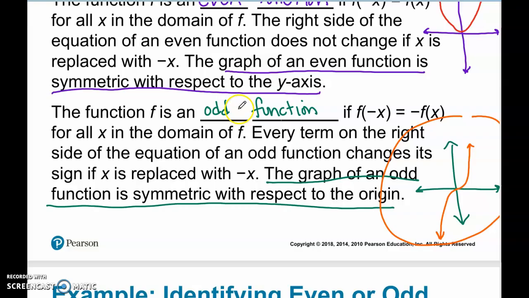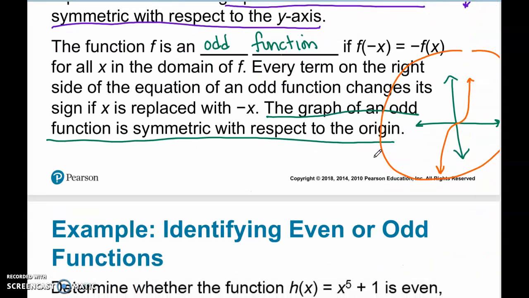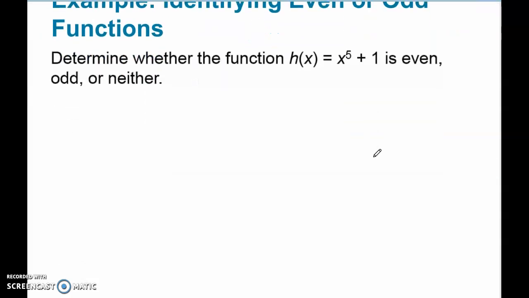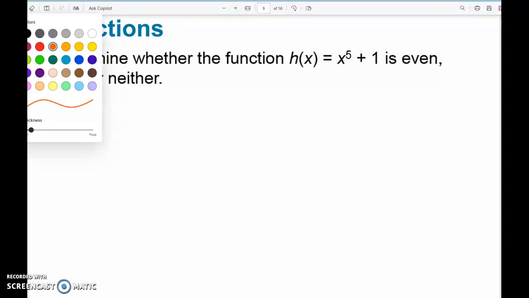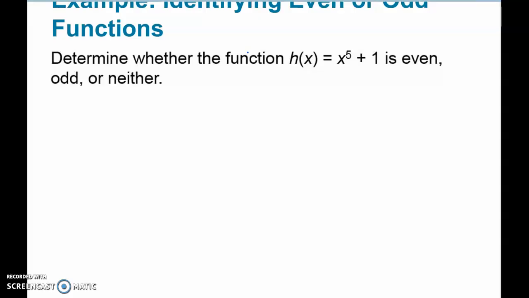So let's look at what they're telling you here, these methods, those are the algebraic way to determine whether the function is even, odd, or neither. So let's look at this with the function h that's given. It says determine whether the function h of x is equal to x to the fifth plus 1 is even, odd, or neither. So to check if something is even, I'm going to do this algebraically.